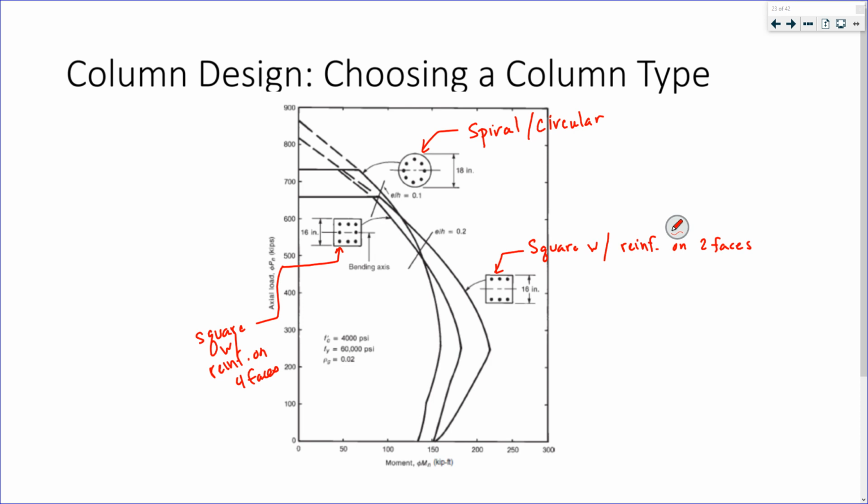You can tell they have this bending axis drawn. Now for the spiral and for the square, that looks the same on all 4 sides, the bending axis doesn't matter. Obviously the bending axis matters with 2 faces because you assume you're bending about an axis like that rather than the other way around. Because that way we have our reinforcement on a tension face.